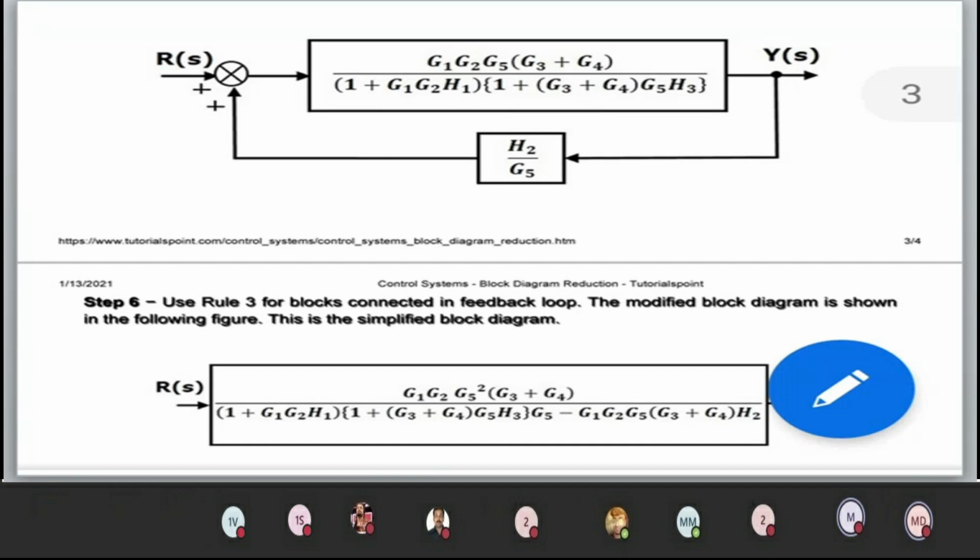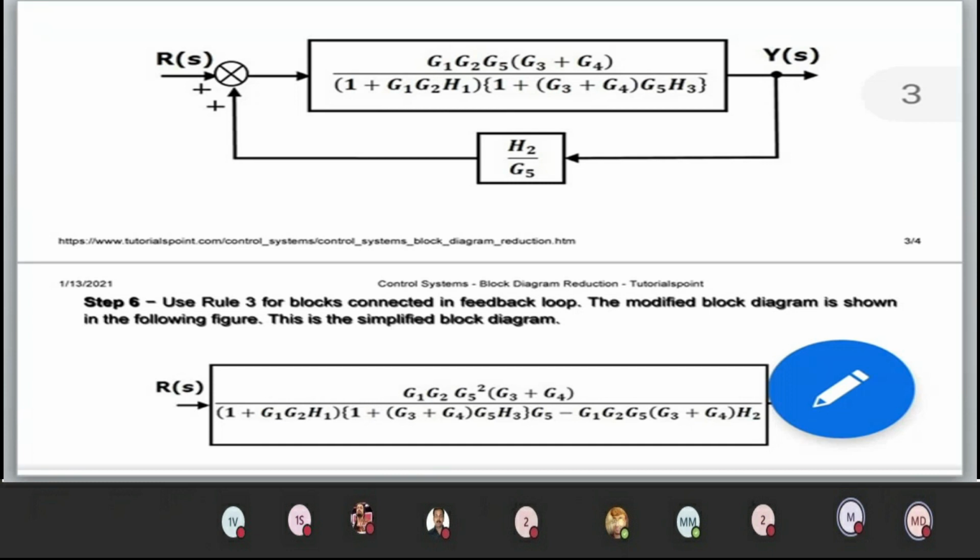So dear students, from this problem, you are able to understand 8 blocks are simplified into a single block. Okay, so this is the perfect example of the block diagram reduction technique.